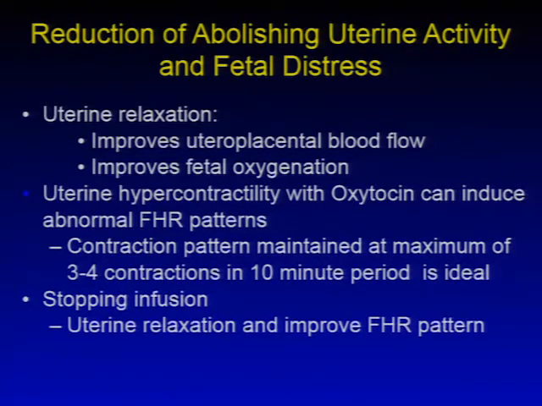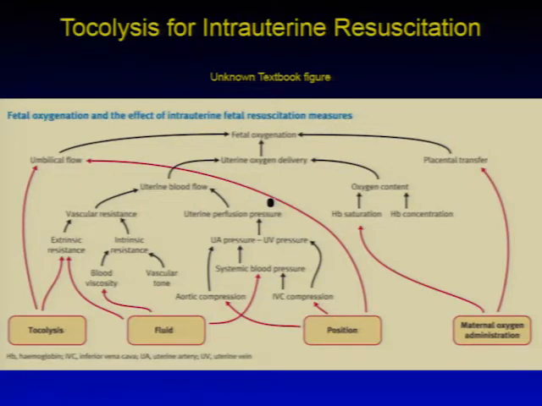Reduction of uterine activity and fetal distress by uterine relaxation improves fetal oxygenation, and uterine hypercontractility with oxytocin can actually induce fetal heart rate problems. Tocolysis works via this algorithm to improve fetal oxygenation.